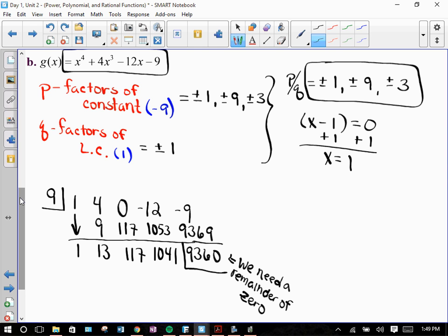Now I want you guys to do something. I want you to type this into your calculator right here. But don't put x. I want you to plug 9 in. I want you guys to figure out what this number is. So you have 9 to the 4th plus 4 times 9 to the 3rd minus 12 times 9 minus 9. I want you guys to actually do that on the calculator. There we go, look at my answer.